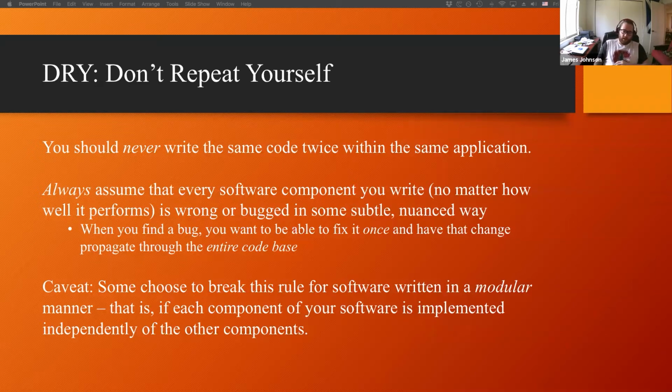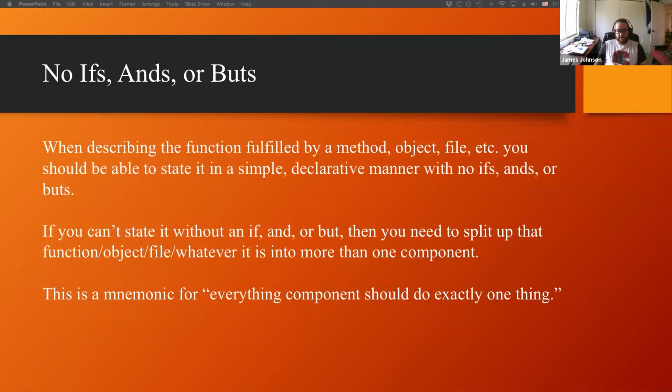So moving on, another common rule that comes up alongside DRY is a mnemonic named no ifs, ands, or buts, which basically just means everything you write should do exactly one thing. So for every individualized component of your code, be it a file, a function, or a class, whatever, every individual component that you can isolate, you should be able to say what it does in a simple declarative manner that involves no ifs, ands, or buts.